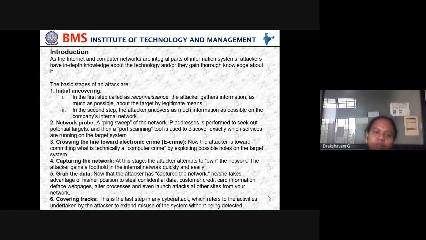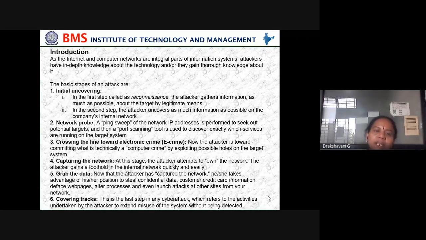Next one, network probe. A ping sweep of a network IP address range is performed. They are trying to find the actual IP address of the target to attack, which ports they have to attack, and which ports are in service. These are the things they try to find out in a network probe.